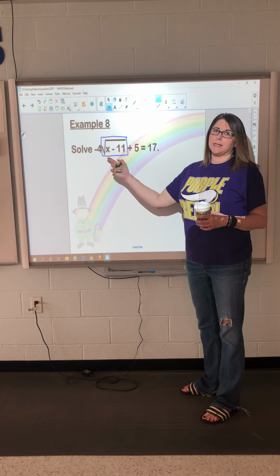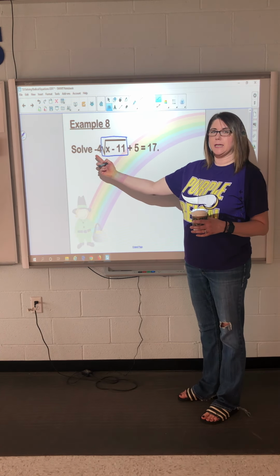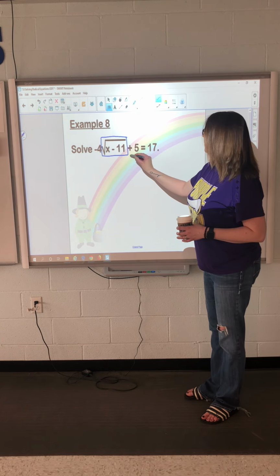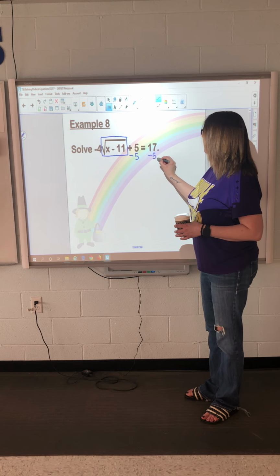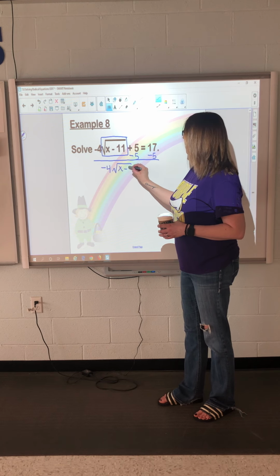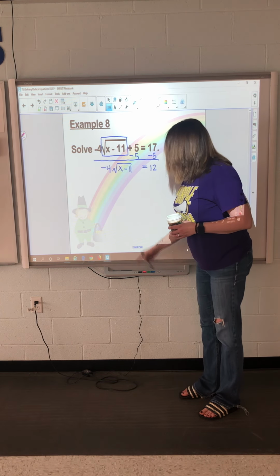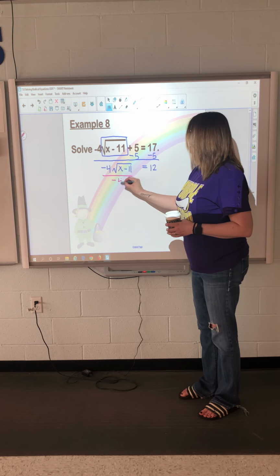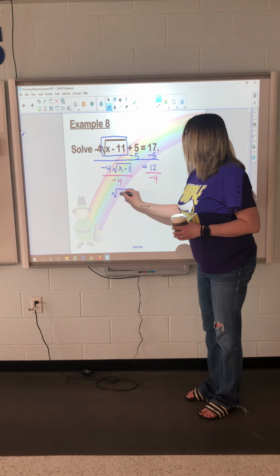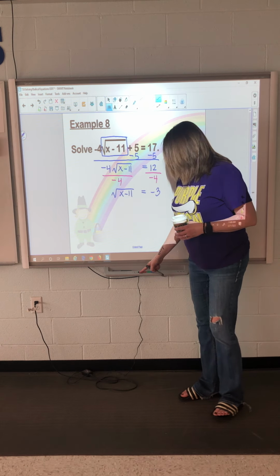If I want to get this by itself, I've got a couple things I need to get rid of. I have multiplication happening between the negative 4 and the radical, and I see addition. But I have to get rid of the addition first. So I'm going to use subtraction. And it's going to turn that 17 into a 12. Then I'm going to get rid of the multiplication. So I'm going to use division to do that. And so now I have the square root of x minus 11 equals negative 3.